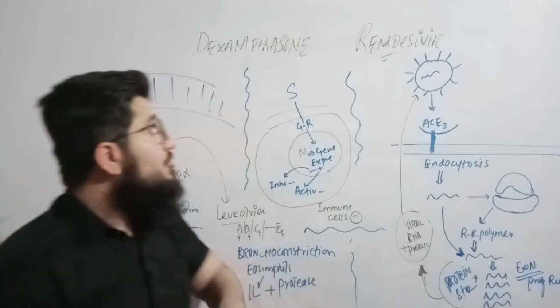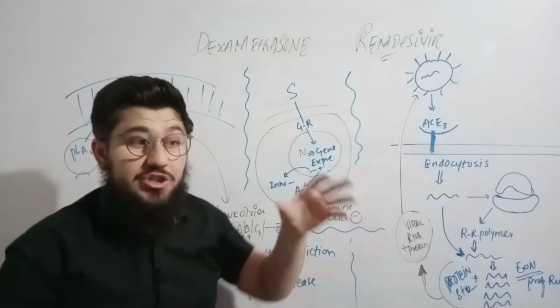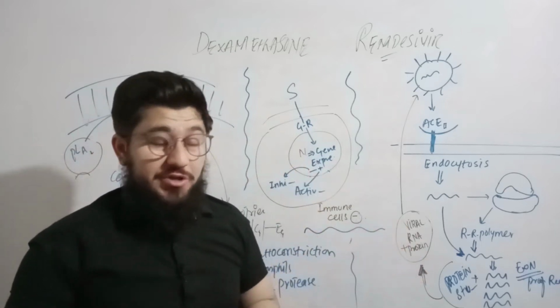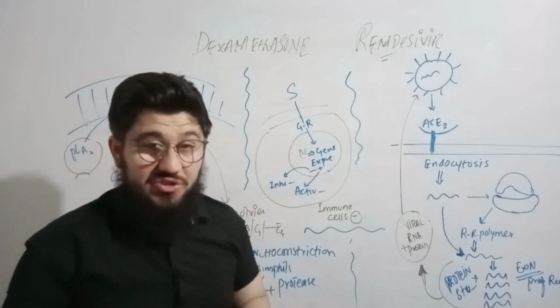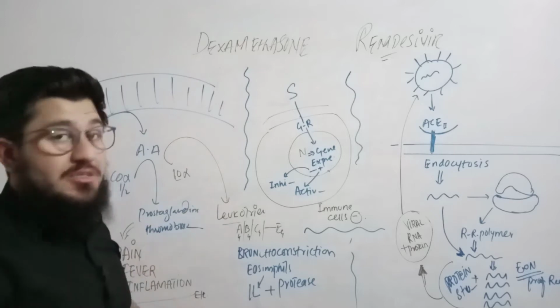Topic under discussion today is dexamethasone and remdesivir, their mechanism of action mainly in COVID patients, and how COVID patients are treated with these two medications. Let's discuss from the very first one, that is dexamethasone.